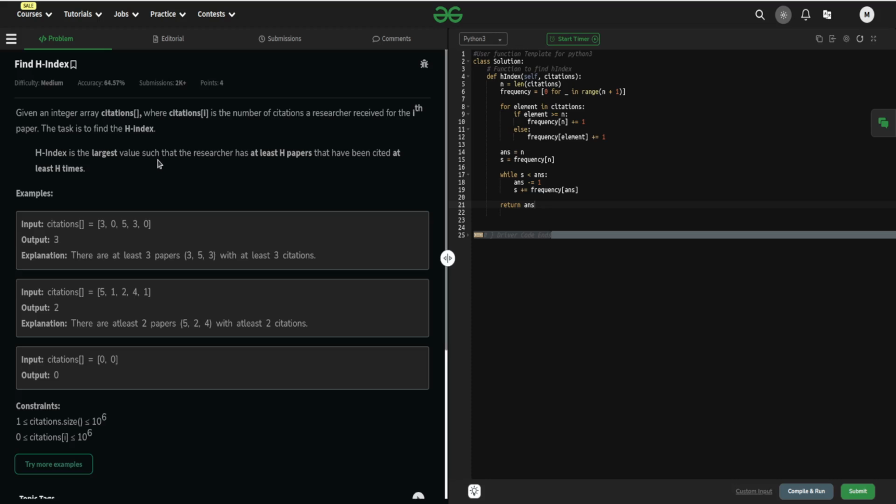H index is the largest value such that the researcher has at least h papers that have been cited at least h times. So for instance, if this is the citations array which is given to us, as we can see that there exist 3 papers which were cited at least 3 times, because of which we are returning 3.